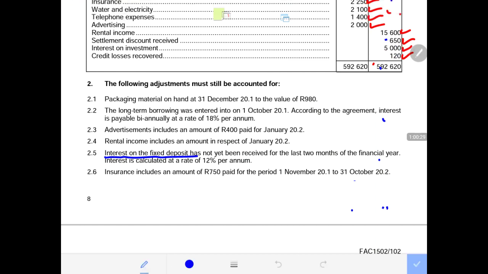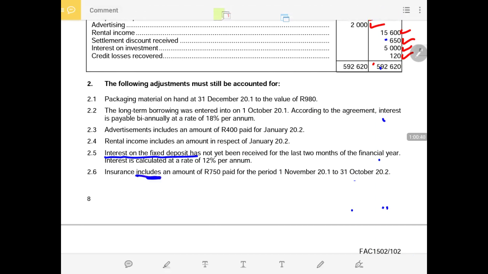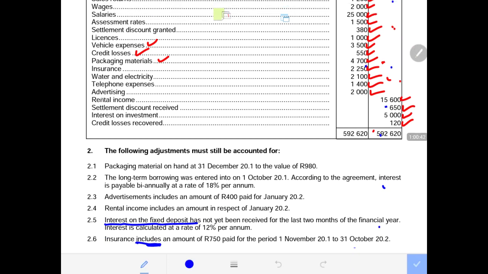Sorry, on accrued income. Number 2.6 says insurance includes, again the word "includes." That means the insurance that is already paid. Once again, expenses that are in the pre-adjustment balance are the expenses that are already paid. That means the 2,250 of the insurance is the amount that we have already paid.